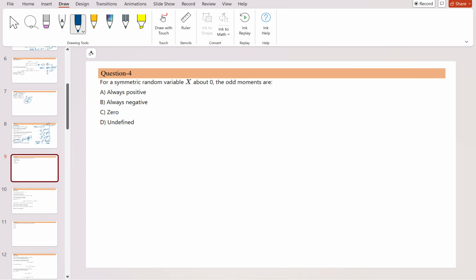Okay, let me give the solution for this. In this question, it is being said that there is a symmetric random variable X, and it is symmetric about zero. It is being asked what the odd moments are. Are they always positive, always negative, zero, or undefined?